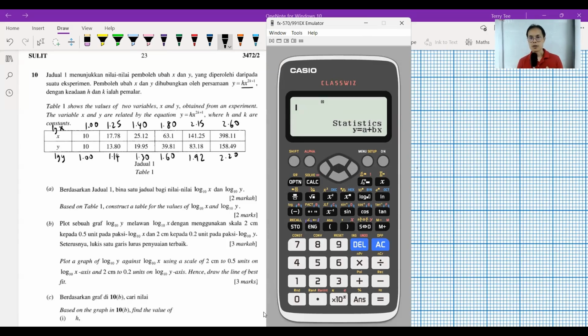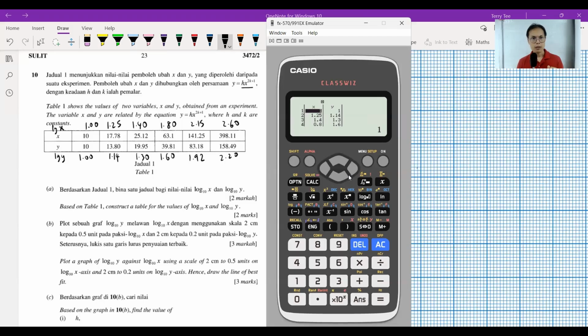So next thing, we press option, no shift. Go to number 3, regression calculator. Now the regression calculator shows A, B, R. A represents your y-intercept. I don't know whether I did this correctly. Let me double check again. I might have done this wrongly. Option, go to number 4 for data.